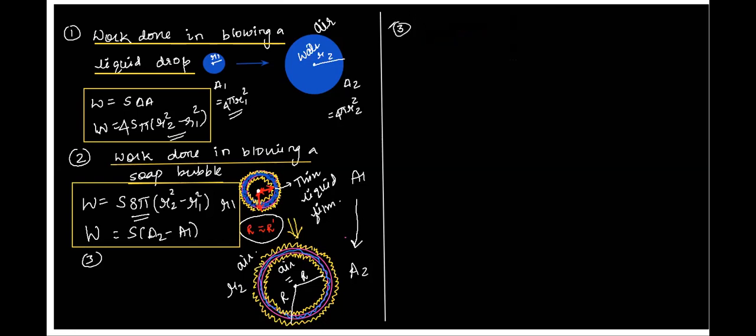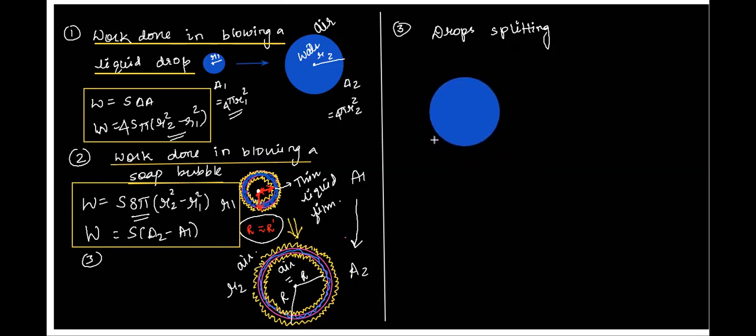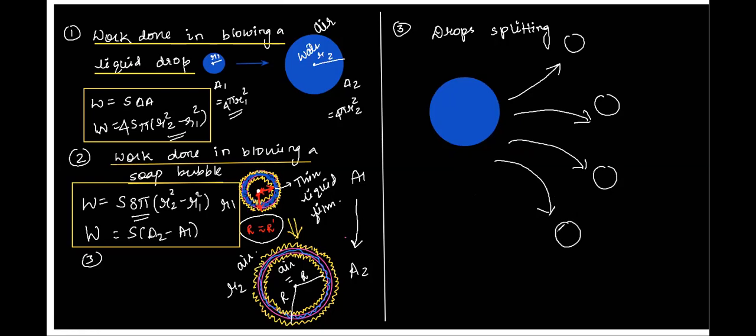Let's say we talk about drops splitting. So we had a bigger drop, or bigger soap bubble, that split up into several droplets. Now the magic is when you split this drop into different droplets, the surface area increases rather than decreasing. When you have several droplets formed from a bigger droplet, its surface area increases.